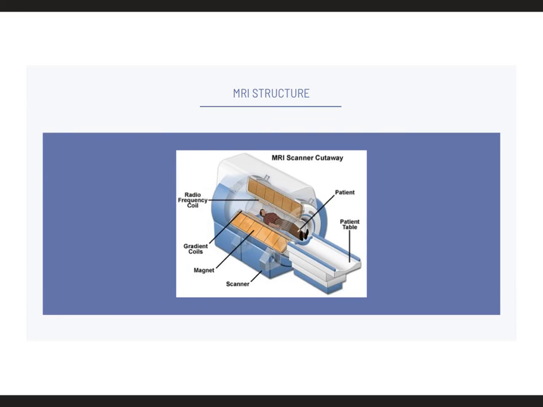So now we're looking at the structure of the MRIs. We have the radio frequency coils, which emit the radio frequency pulses. We have the patient on the patient table. And we have our magnets, because obviously MRI, magnetic resonance imaging, needs these magnets. And we have the scanners and the gradient coils. The gradient coils are like the X, Y, and Z that we mentioned a few slides ago.